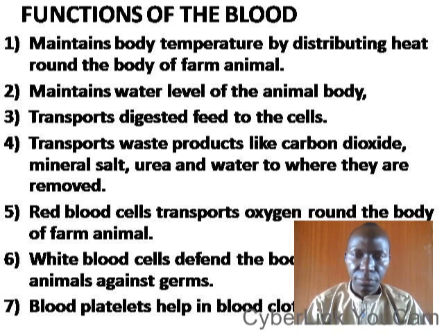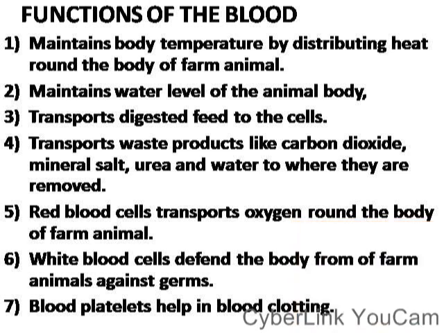Now, number 5, red blood cells transport oxygen around the body of the farm animal, because when the farm animal inhales or takes in oxygen, the oxygen will be mixed with the blood, and the blood will become oxygenated blood. This blood will now be carried to the brain, the cells and the muscles. Number 6, white blood cells defend the body from germs, they defend the farm animals from germs.